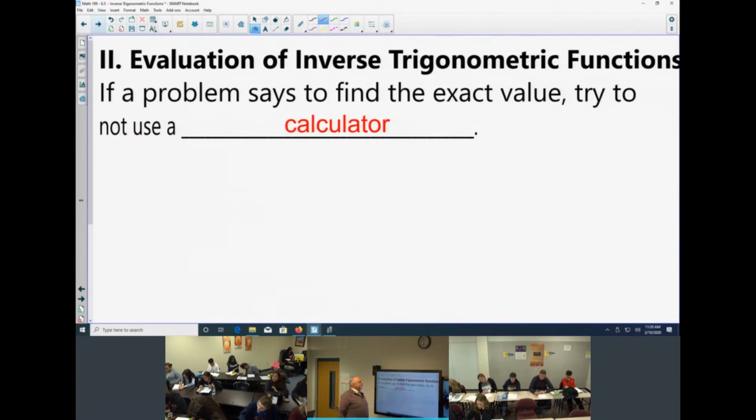All right, evaluation of the inverse trigonometric functions. If a problem says to find the exact value, try not to use a calculator. So what are we going to use? Well, we're going to use the special triangles or the unit circle to find the exact values.